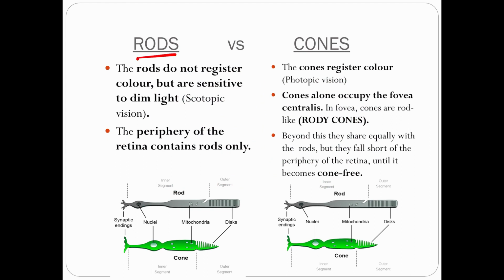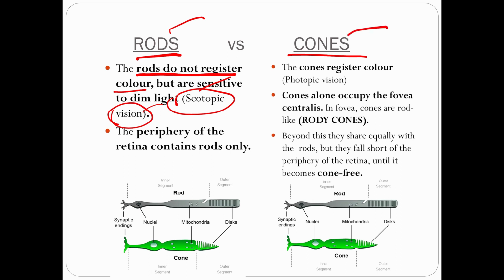Now, as far as the rods and cones are concerned, we have already told you that the rods do not register color, but they are sensitive to dim light. This is called scotopic vision. But the cones can register color, so they are called photopic vision. Photopic, scotopic.